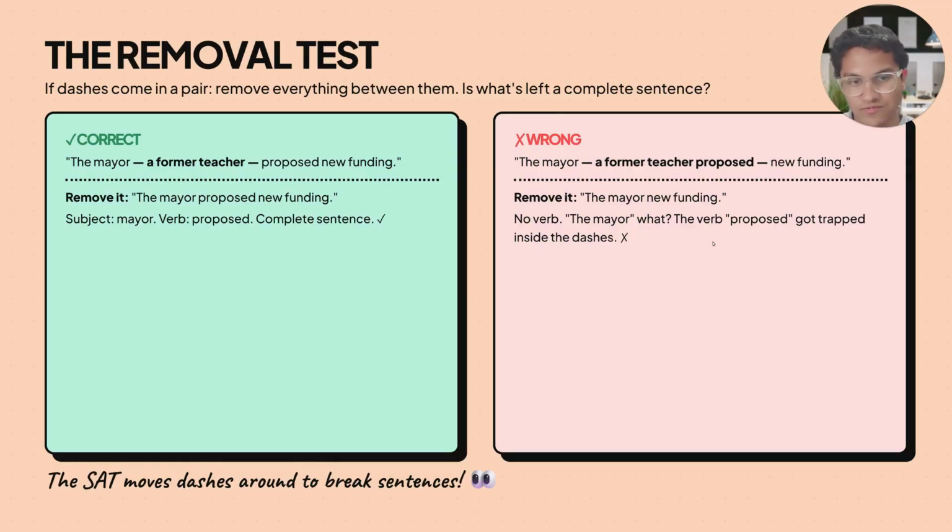Now in the second one, it's wrong since the verb propose is within the parenthetical. So if you remove it, you get the mayor, new funding. The mayor what? Did he approve new funding? Did he not approve new funding? What happened? Did he disagree, agree? You don't know. So the verb is now trapped inside the parenthetical and you no longer have a complete sentence, which means this parenthetical is crucial to making sure you have a complete sentence, hence you can't remove it.